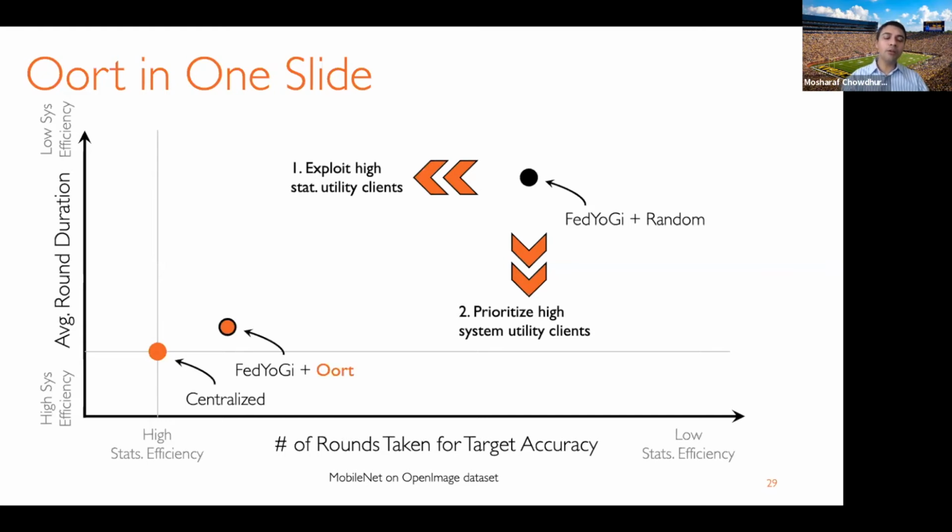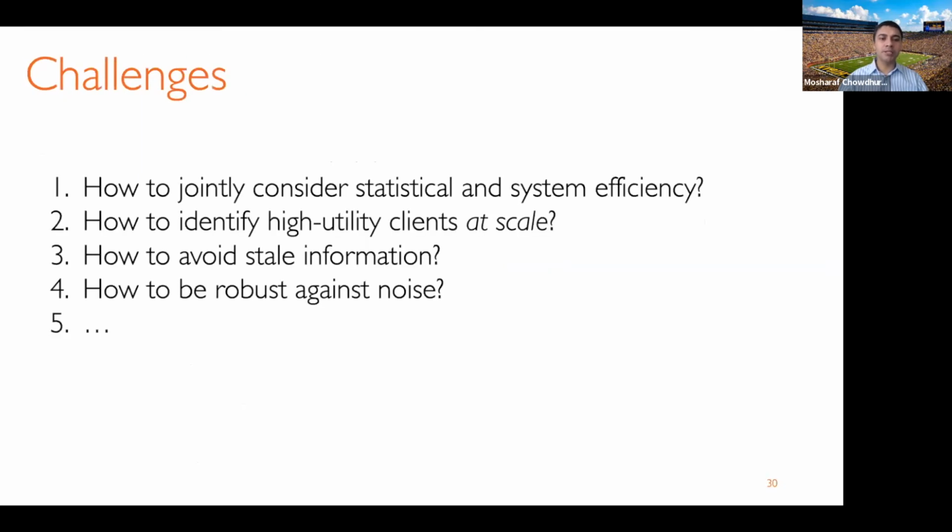And so when we put all of this together for this particular example, MobileNet on the OpenImage dataset, FedYogi is the same optimizer, just by replacing random selection with Oort selection, where Oort is trying to select a representative distribution from the underlying population. We improve in both directions and get much, much closer to centralized training.